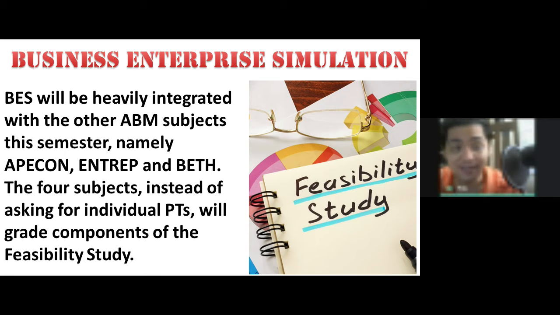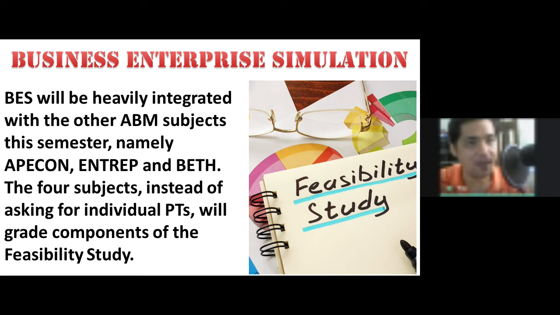During the previous years, students had immersion. At the same time, they had a paper in APECON, a paper in ENTREP, and a paper in BEF. And of course, your Respro and things like that. But for this school year, what we will do is only one: just a feasibility study. The parts of the feasibility study will already include APECON, ENTREP, and BEF. So in other words, once upon a time, you had to do many papers. Now you just have the Respro, your research, which is a different thing entirely, and the feasibility study.